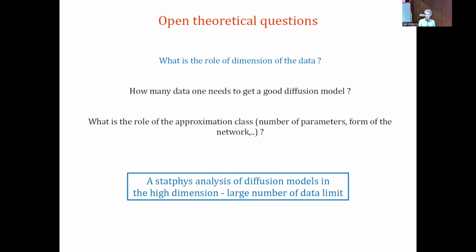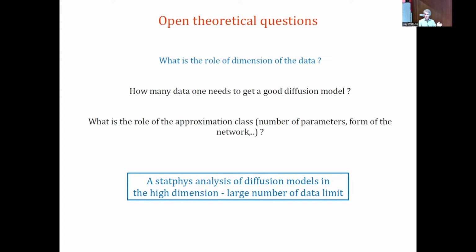I mean, I can say what a good diffusion model is. A good diffusion model will produce an approximation of the probability distribution. These are probability distributions in high dimension, and what is a good approximation of a probability distribution in high dimension is not a trivial question. And then there is another question that I will not address at all, which is the role of the approximation class.